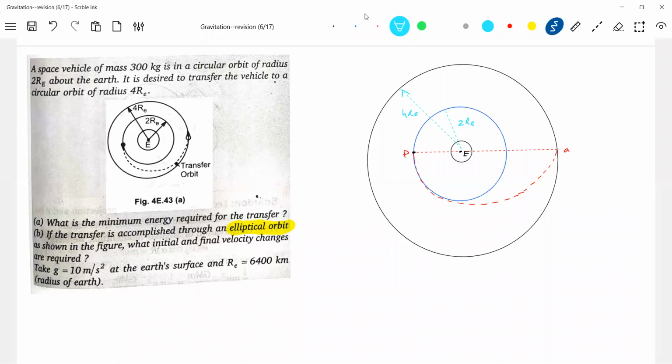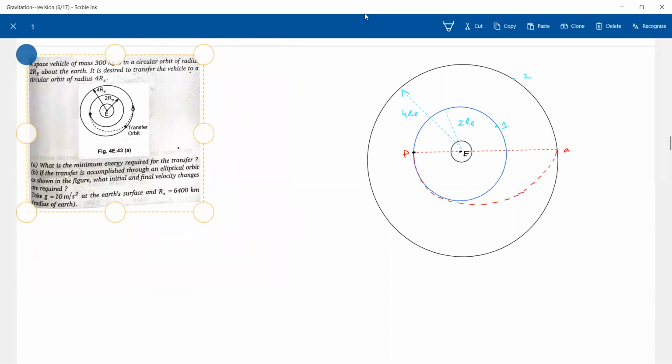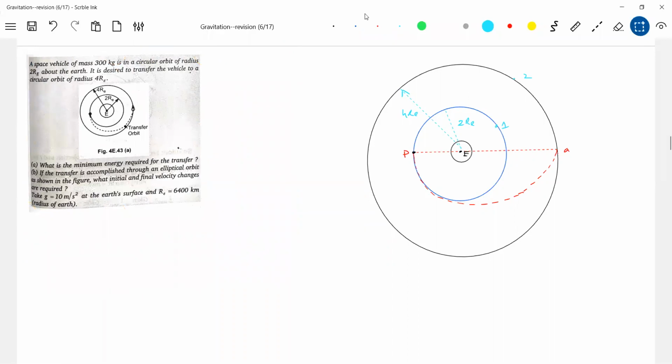First we'll calculate the orbital speeds of the satellite in orbit 1, orbit 2. These are very popular, some 4 or 5 questions are there, just go through once. Anything related to that you can manage here. First we'll calculate the orbital speed.